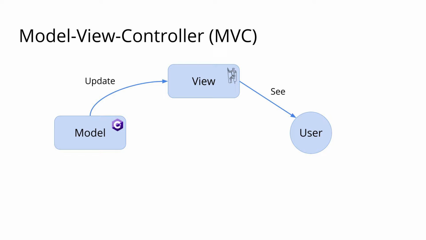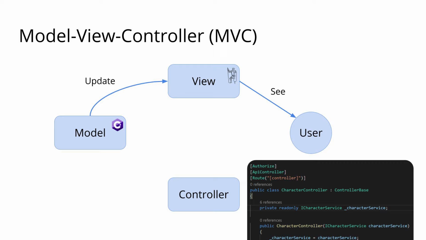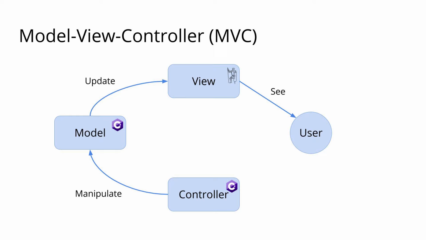Now, what's up with the controller? The controller does the actual work. There you will find most of your code because it manipulates your data or model. In our case, it's the web API that will create, update, and delete your data. Since we won't have a view except the results of our calls in Swagger UI, we're going to build our application in the following order.